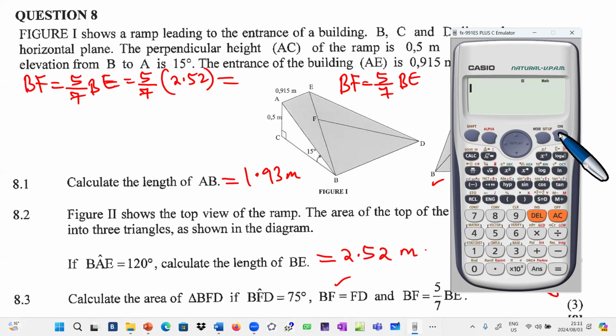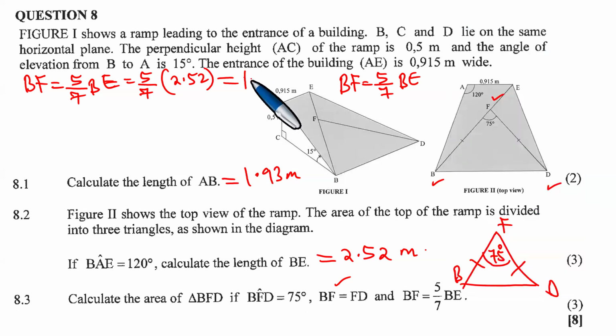Okay, we continue. So what are we getting here? We're getting 5 out of 7 times 2.52. 5 out of 7 times 2.52 gives 1.8. So the BF is 1.8 meters. So you can see that the BF is 1.8 meters, but also this one is also 1.8 meters.